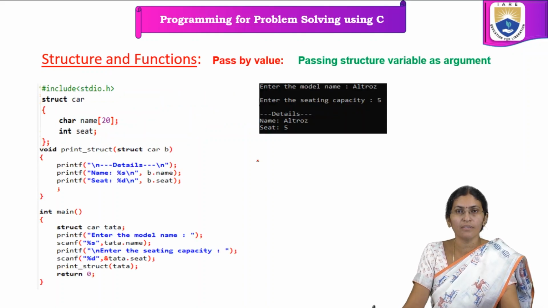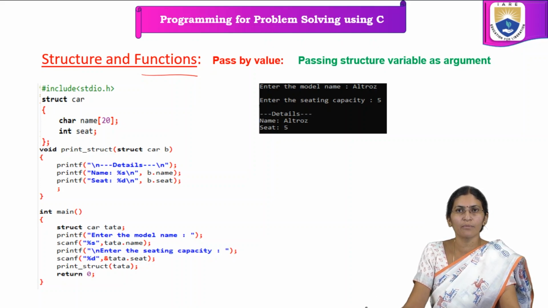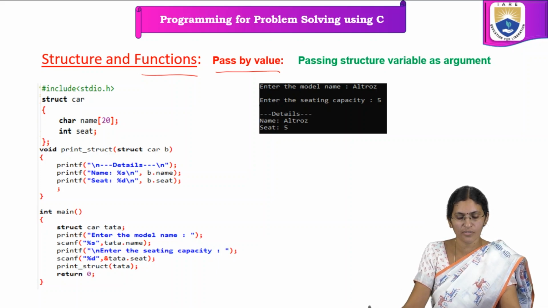Let us see now the concept of structures and functions. Coming to functions, these functions are nothing but user-defined functions. To the functions we can pass a structure as an argument. That is what we are going to discuss here in the topic structures and functions: how we can pass a structure as an argument to a user-defined function. Mainly, we have two ways to pass the structure as an argument to a function. The first one is the pass by value method, and the next one is the pass by reference method.